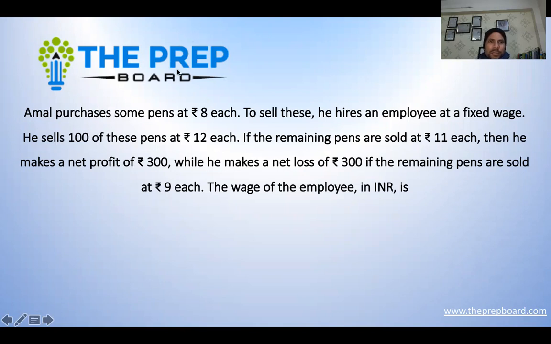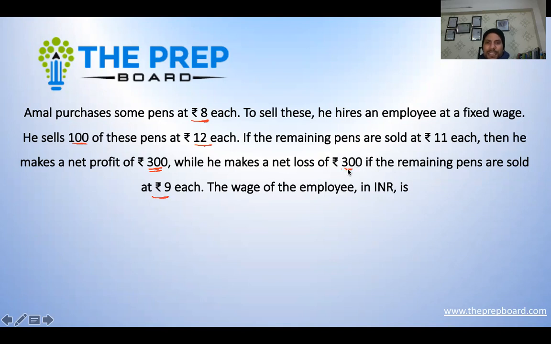So here is the question. Amal purchased some pens at ₹8 each and to sell these he hires an employee at a fixed wage. He sells 100 of these pens at ₹12 each. Okay, the first 100 he sold at ₹12 each, and if the remaining pens he sold at ₹11 each, he makes a net profit of 300. So for the first 100 he sold at 12 and the remaining at 11, and he earned a profit of 300. While he makes a net loss of 300 if the remaining pens he sold at ₹9 each.